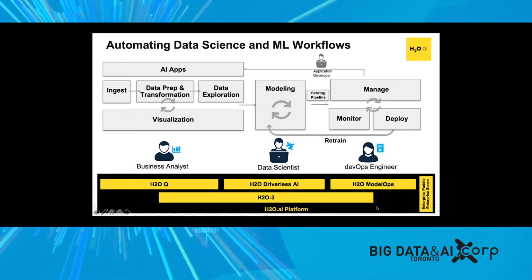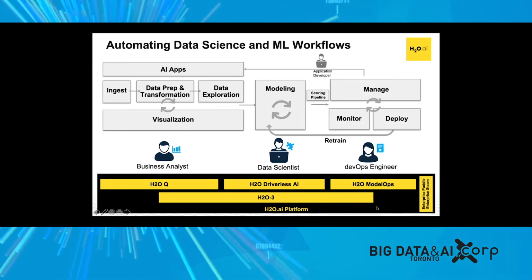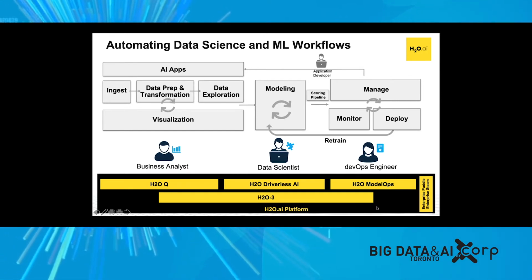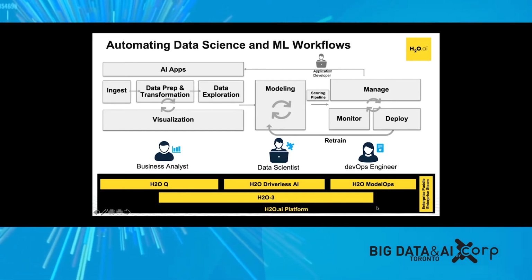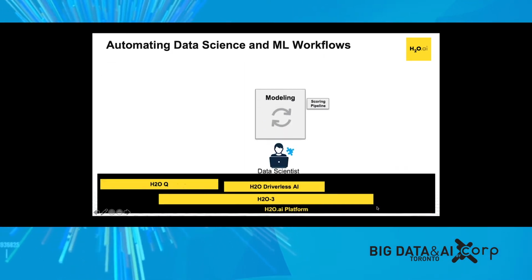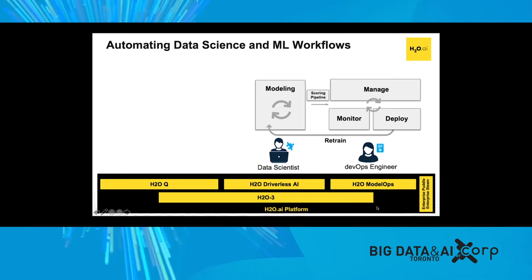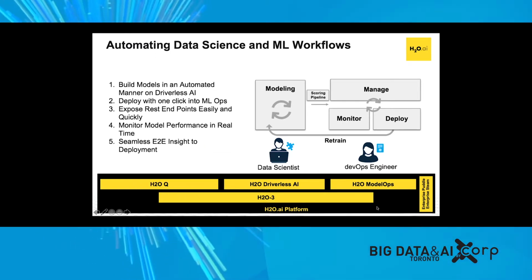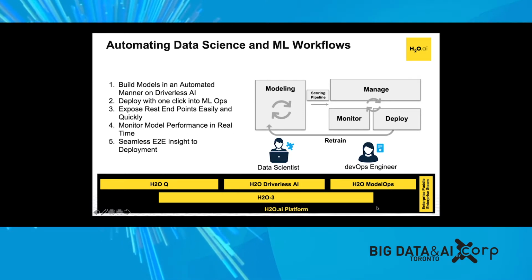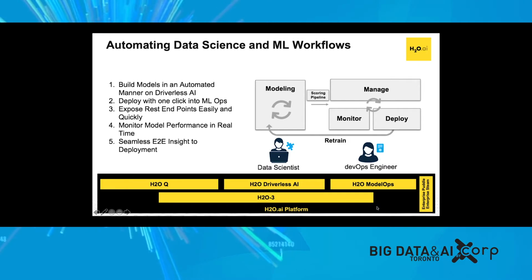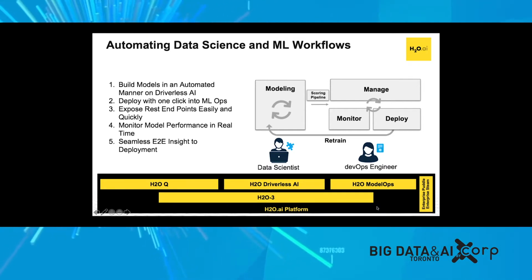Now, the last product is H2O Model Ops. In Model Ops, we allow you to do a one-click deployment from Driverless AI into putting a model into production. That model can then be monitored and evaluated in real time to see if it's drifting or other problems exist, thereby allowing the data scientist and the DevOps engineer to work hand in hand and build models and put them into production quickly.